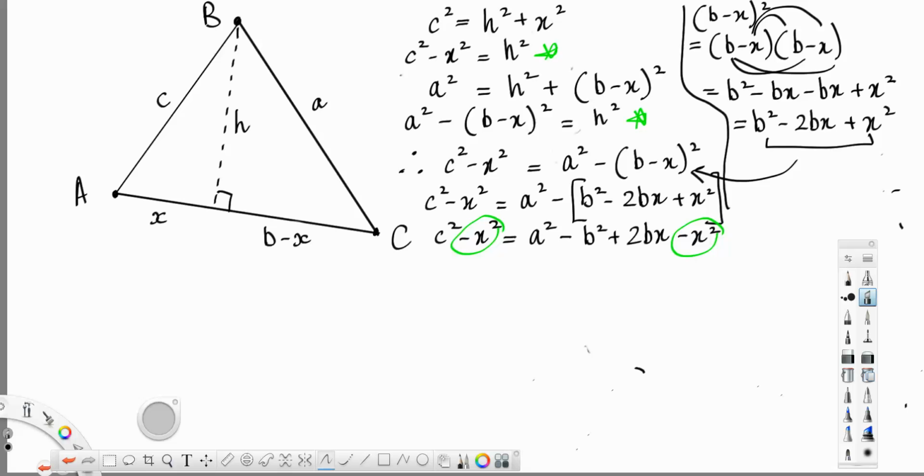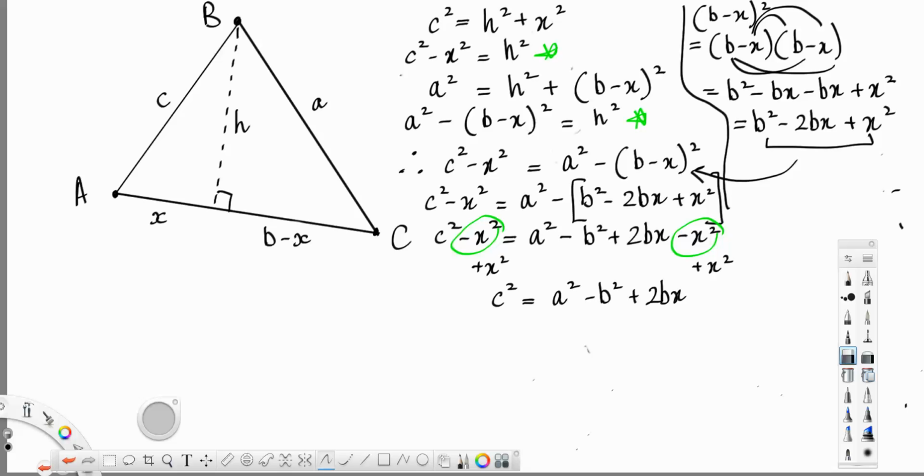If I added x squared to both sides, that wouldn't change anything. I'm adding exactly the same thing to both sides. That's what I'm going to do. I'm going to add x squared here, add x squared here, and what's going to happen? Well, they'll cancel. You've got x squared minus x squared on the left, and x squared minus x squared on the right. Those x squareds are just going to vanish, and that'll help tidy things up considerably. That'll give us c squared on the left is equal to a squared minus b squared plus 2bx. Right, so that's a bit simpler.